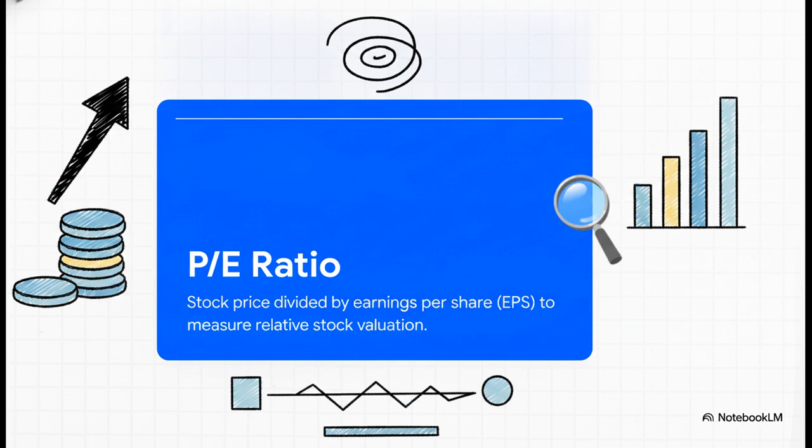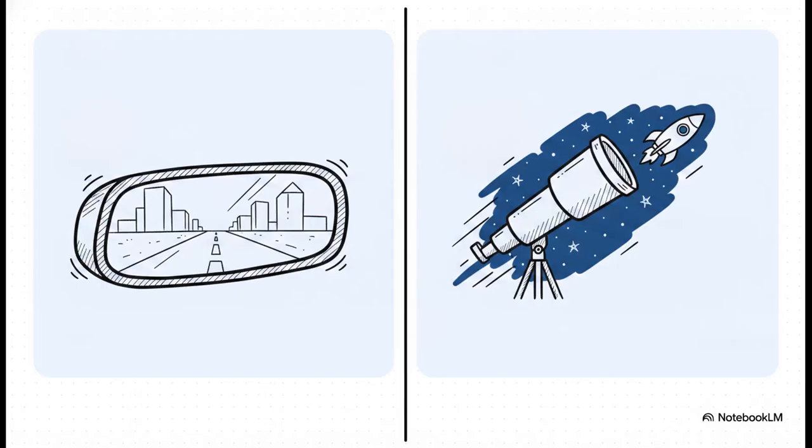It's a super quick snapshot to help you compare companies and kind of guess if a stock is cheap or expensive. But there is always a catch. We really have to look through 2 totally different lenses here, the rearview mirror and the telescope. When most people just casually say PE ratio, they're actually talking about the trailing PE. That looks backward at the last 12 months of earnings. It's a really safe, reliable rearview mirror for mature, established companies.